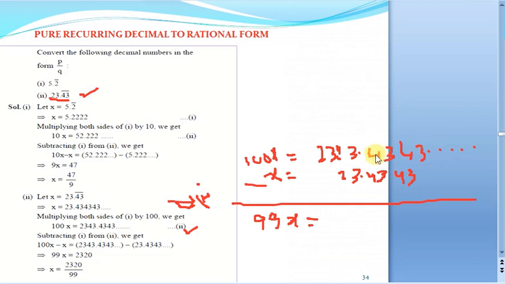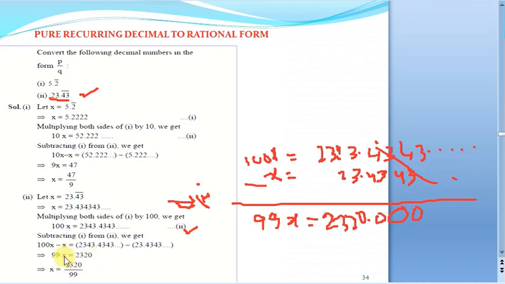So after this decimal point everything will become 0. Why? Because everything is same, so nothing will be left here, it will be 0 0 0 and all. Now just subtract this 23 from 2343. So what you will get is 2320. So 2320 is what you will get on the RHS side. Now our 99x is equal to 2320.